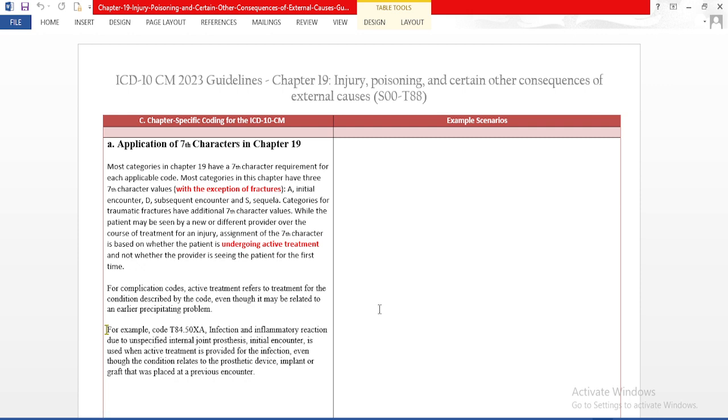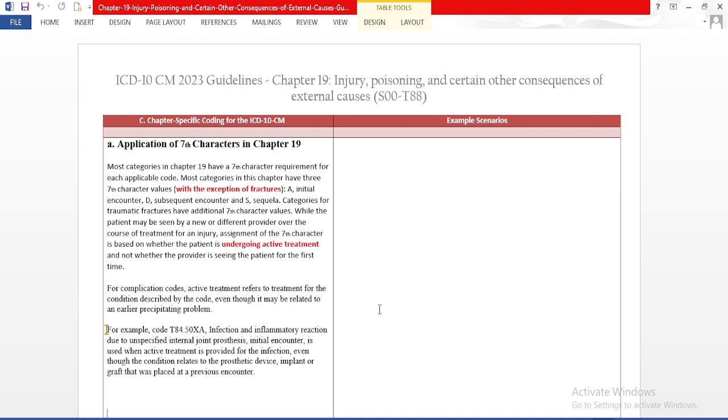So basically, whenever we have the documentation to code an injury, we need to check whether the patient is undergoing active treatment or the condition has resolved. In this scenario, whether the provider is seeing the patient for the first time or second time, it does not matter in coding the injury seventh character value. For complication codes, active treatment refers to treatment for the condition described by the code, even though it may be related to an earlier precipitating problem.